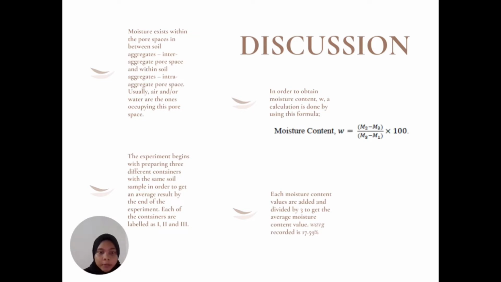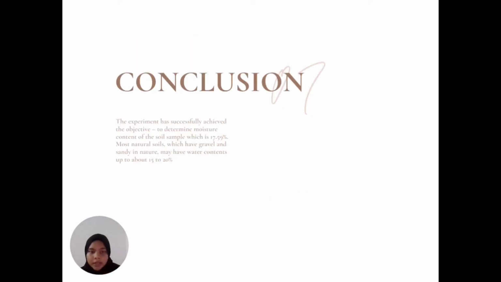In order to obtain moisture content W, a calculation is done by using this formula: moisture content W equals M3 minus M2 divided by M3 minus M1, and then we multiply it by 100. Each moisture content value is added and divided by 3 to get the average moisture content value. W average is recorded as 17.59%.